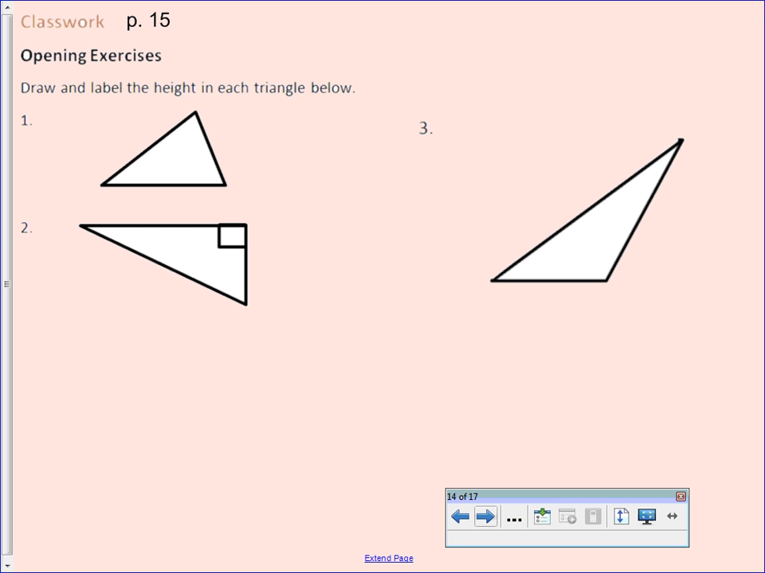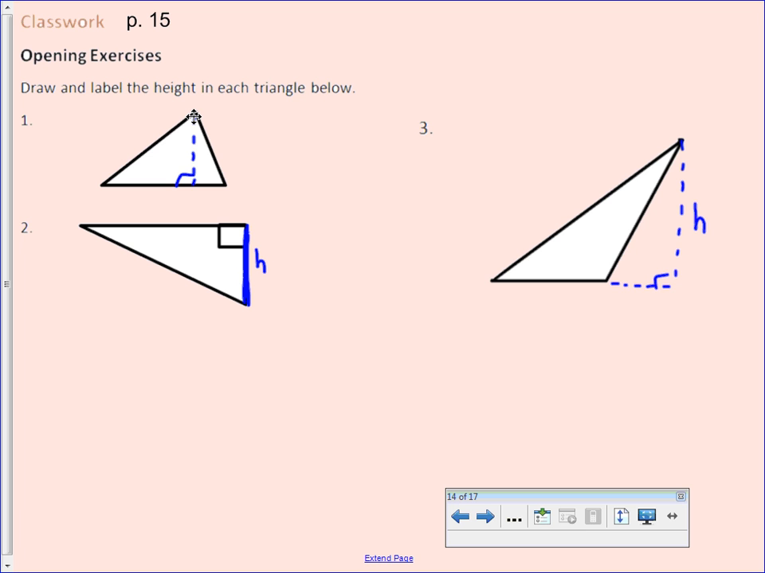So for number 1, here is our height. For number 2, here is the height. For number 3, we actually are going to have to draw our height on the outside, so it forms a right angle. So there's our height. You want to label them all with the right angle. Did you do that on the first one, outside the shape?